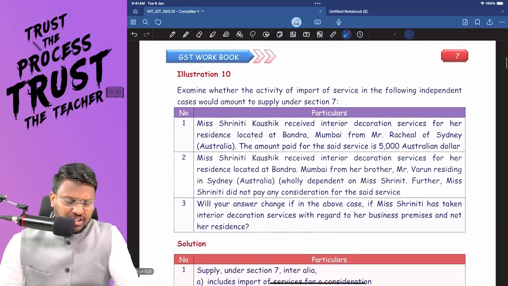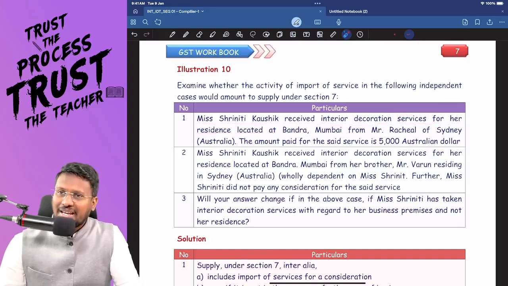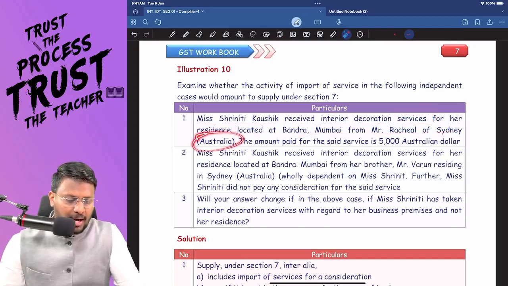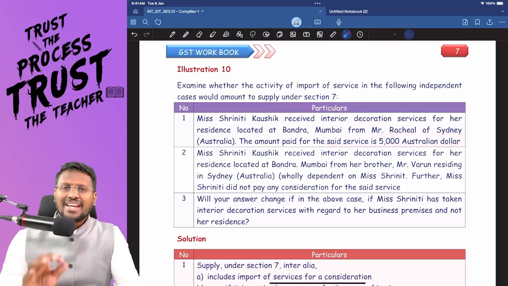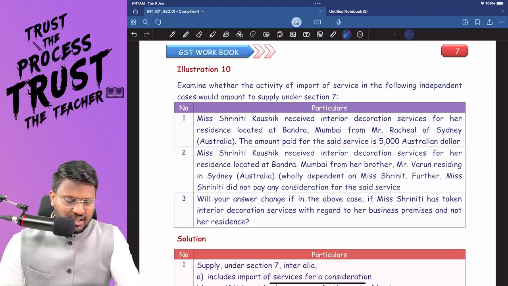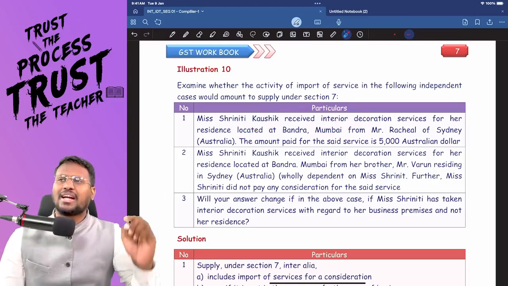Miss Srinidhi Kaushik received interior decoration services for a residence located at Bandra, Mumbai from Mr. R of Sydney, Australia. The amount paid for the said service is 5,000 Australian dollars. Is consideration there? If consideration is there, you have to see section 7 subsection 1 clause B. You should not see 7 subsection 1 clause C. Only if there is no consideration should you fall in that clause.